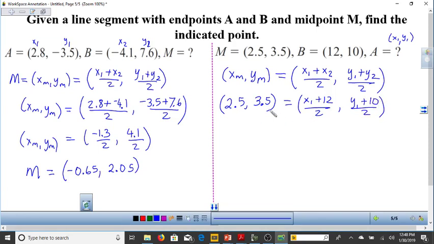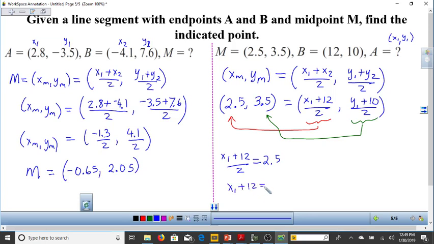And now all we're going to do is a little matchup. We know that the x coordinates match, so the x's will give you x, and the y's will give you y. So that's what we're going to do. We're going to say x1 plus 12 over 2 is equal to 2.5. I multiply both sides by 2, and then I will subtract 12, and that will give me negative 7.